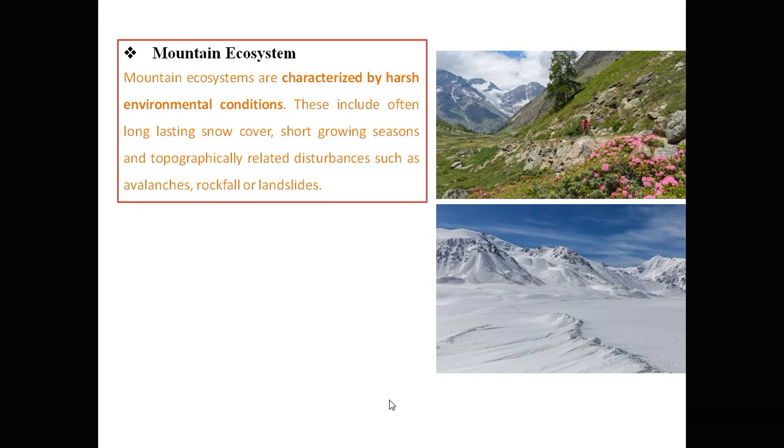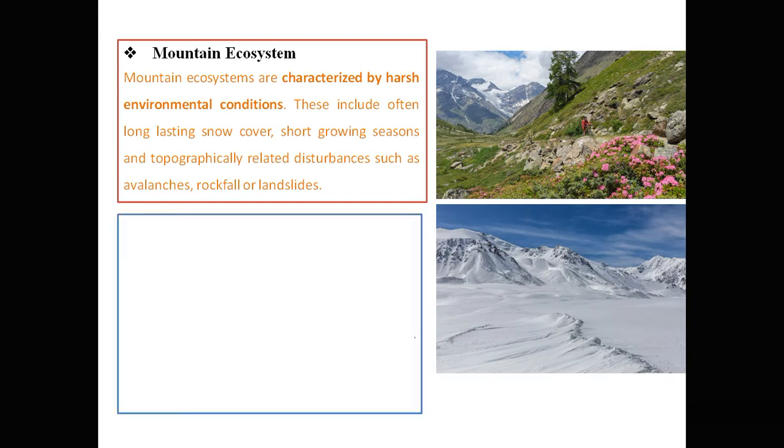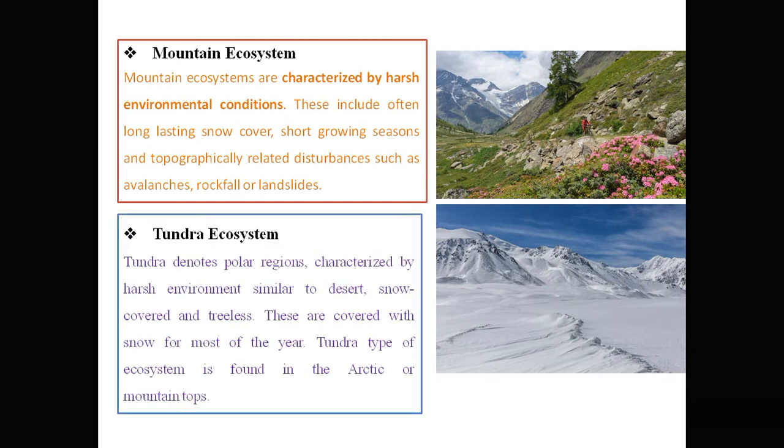Mountain ecosystems are characterized by harsh environmental conditions. This includes often long-lasting snow cover, short growing seasons, and topographically related disturbances such as avalanches, rockfall, or landslides. The next type of ecosystem is tundra ecosystem.